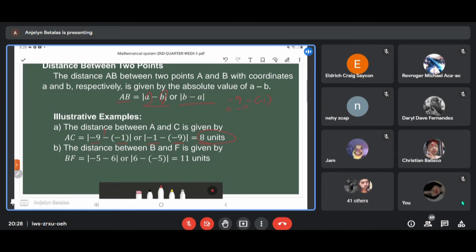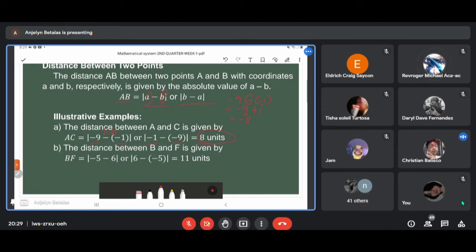Okay. Keep, change, change. Keep the sign of 9, negative 9. Change the operation from minus to plus. Then change the sign of negative 1, so it becomes positive. Negative 9 plus 1, the signs are different, so subtract: 9 minus 1 is 8. Copy the sign of the number with the bigger absolute value, which is 9, so it is negative. The absolute value of negative 8 is just 8.